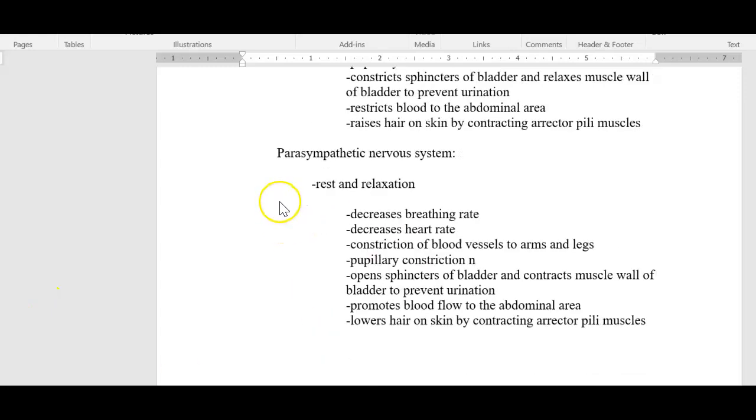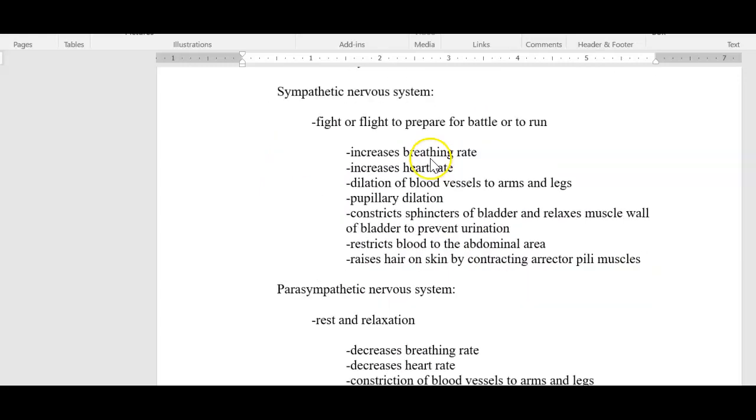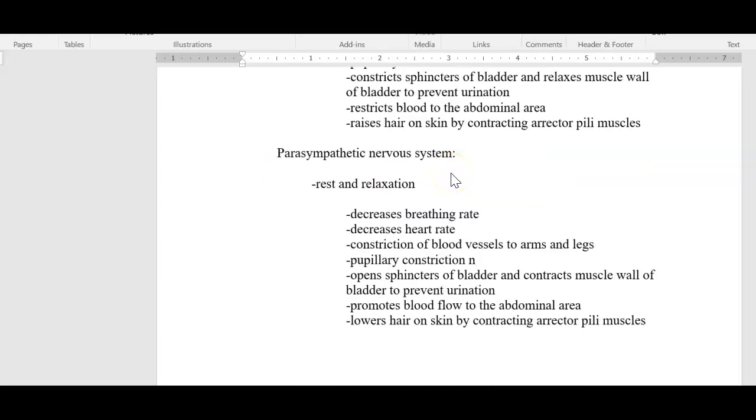Once you get inside Grandma's house, you suddenly are breathing less. Your heart rate goes down. The constriction of the blood vessels in your arms and legs goes down. Suddenly you realize you're hungry, and you suddenly realize you have to go to the bathroom. And that is the difference between the sympathetic and the parasympathetic system.